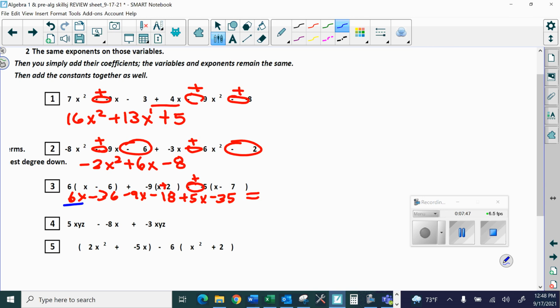Let's just see, I have an x there, an x there, and an x there. Combine them. 6x plus 5x is 11x minus 9x is 2x. Now do the constants there, and there. They're all negative. So I add negatives together. It keeps the same sign. Just add them together. 36 and 18 is 54, 84, 89.